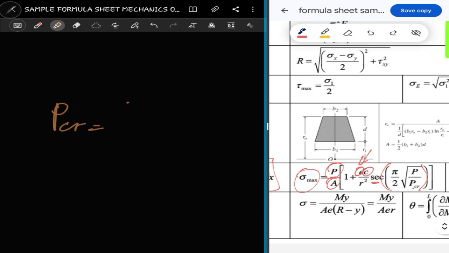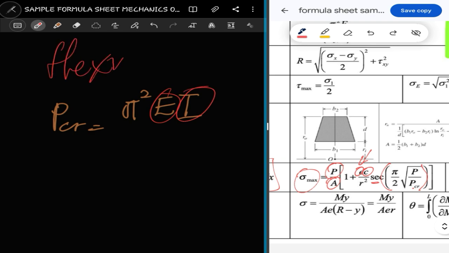PCR, we have pi squared EI, flexural rigidity. So if you don't see E and I individually, and here something like flexural rigidity.